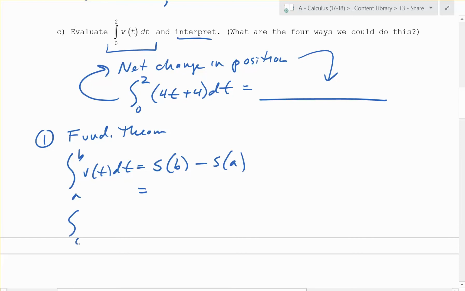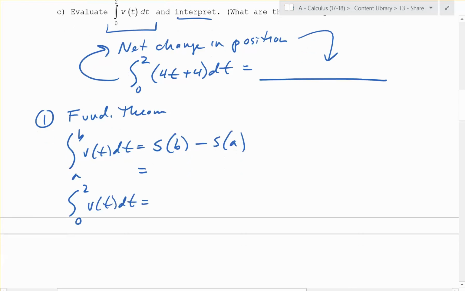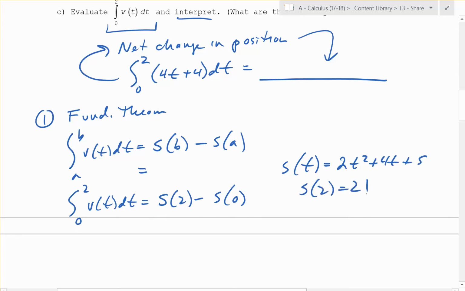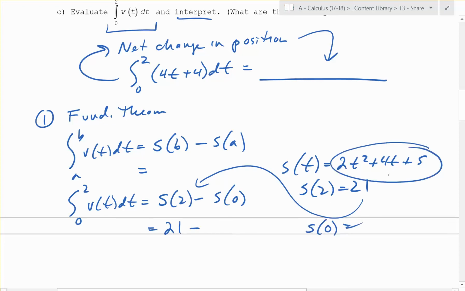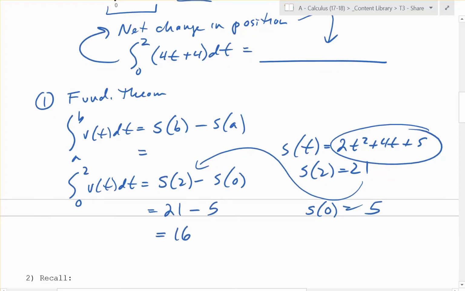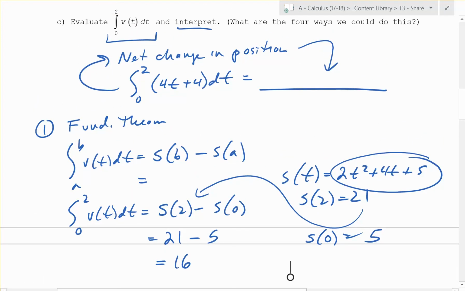So in this case, the integral from 0 to 2 of v of t dt is going to be equal to s of 2 minus s of 0. And remember that s of t, as given above, was 2t squared plus 4t plus 5. And we know that s of 2 is 21. That's the first thing we did. So we can plug that in right there, and we end up with 21 minus, well, what is s of 0? Plug 0 into here, and you're just left with 5. So we end up with 16. So that tells us that the net change in position is 16 feet north.